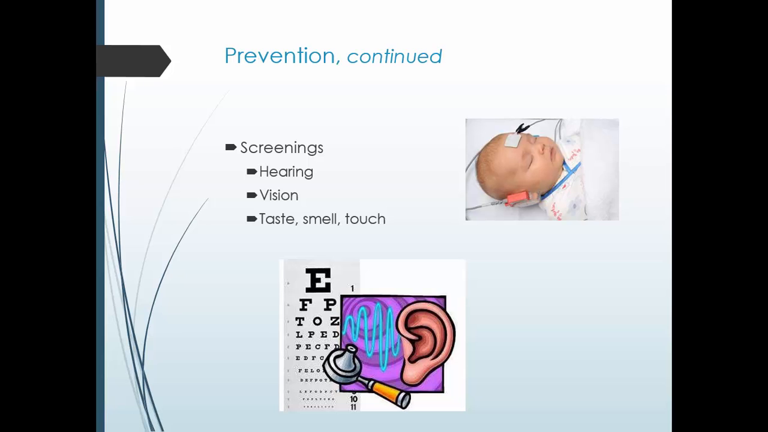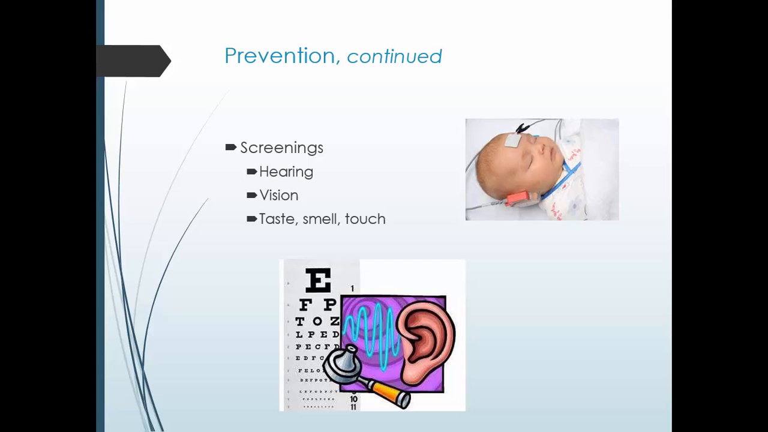Screenings. For hearing, most infants are screened before leaving the hospital. Preschoolers and school-age children undergo periodic screening at school and in the healthcare provider's office. Early detection is critical. Adults are screened at least every 10 years until the age of 50, and then it changes to every 3 years.